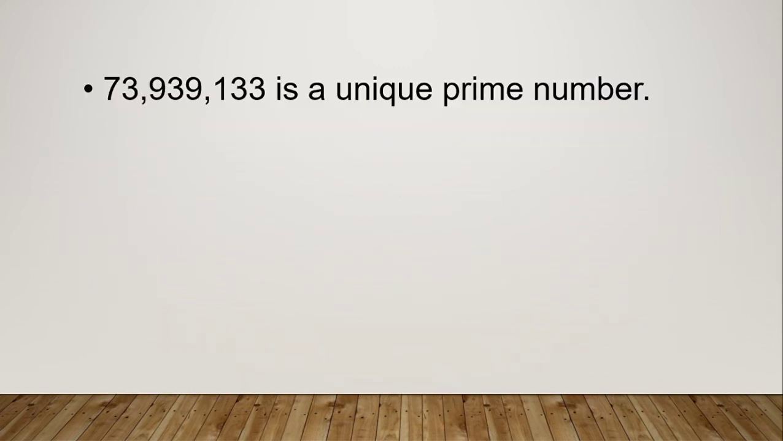So let's proceed. Okay, the next is 73,939,133, a unique prime number. This number is very unique because it has a peculiar property. When we say peculiar property, it comes from the Latin peculiaris, meaning privately owned or special. So look at this number, which is this one.